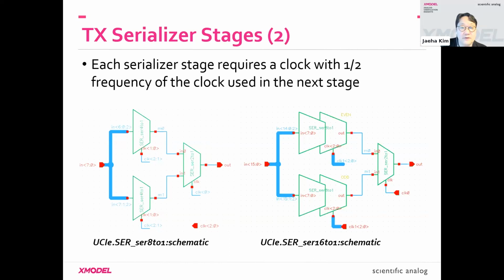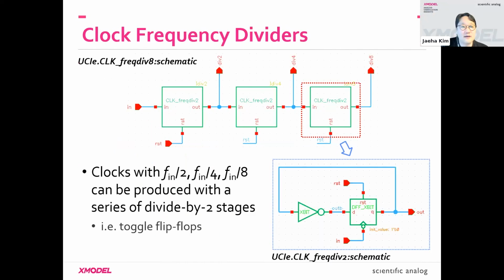And to generate the clock frequencies, the typical approach is you take the highest clock frequency, which drives the last stage, and then you use a set of frequency dividers to generate the lower frequency clocks for the earlier stages. So you need a set of divide-by-2 stages. Each divide-by-2 is basically a toggle flip-flop, which you can build using a DFF X-bit primitive and the inverter X-bit primitive. Very simple. And you just cascade them to produce a set of clocks that has half the frequency, quarter frequency, and 1/8 frequency.